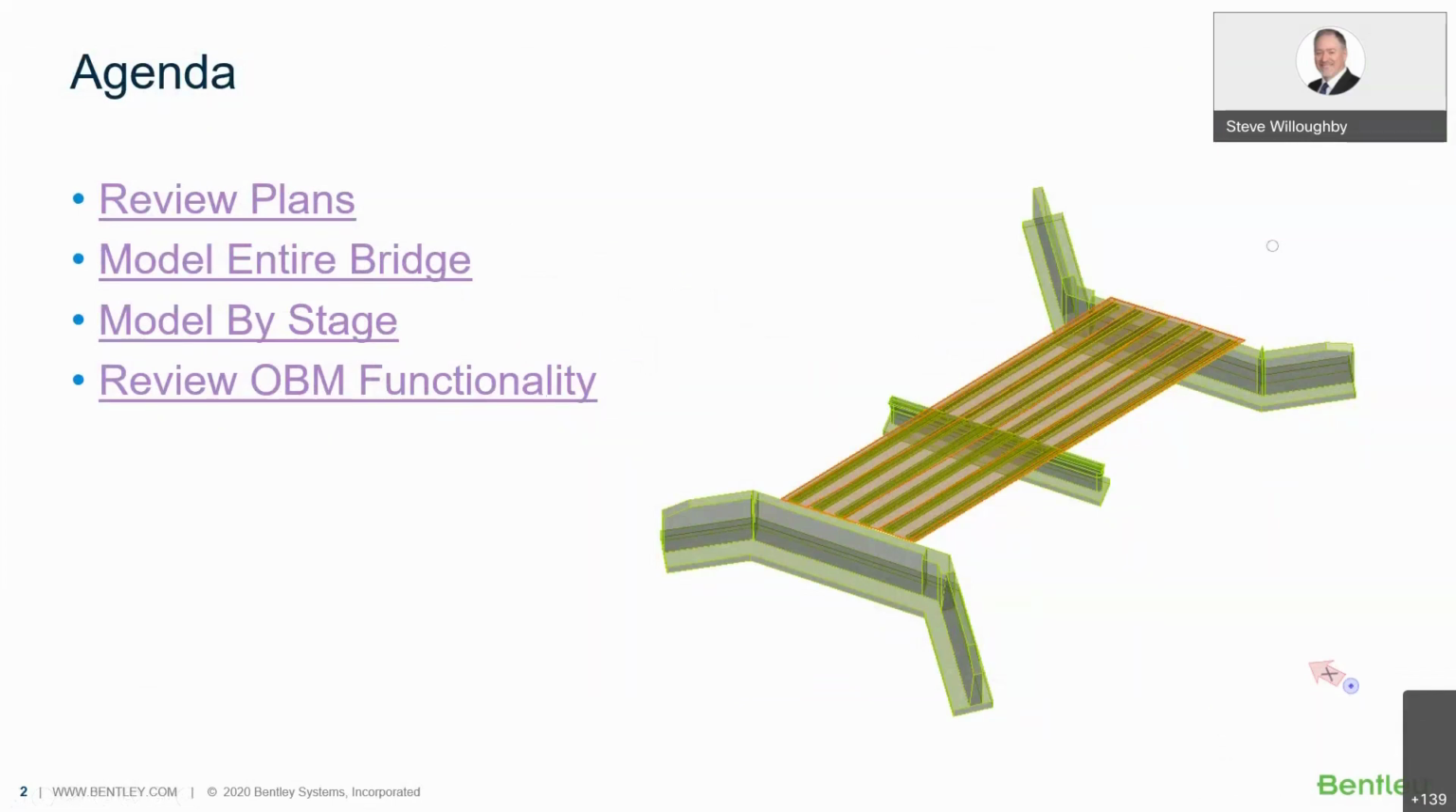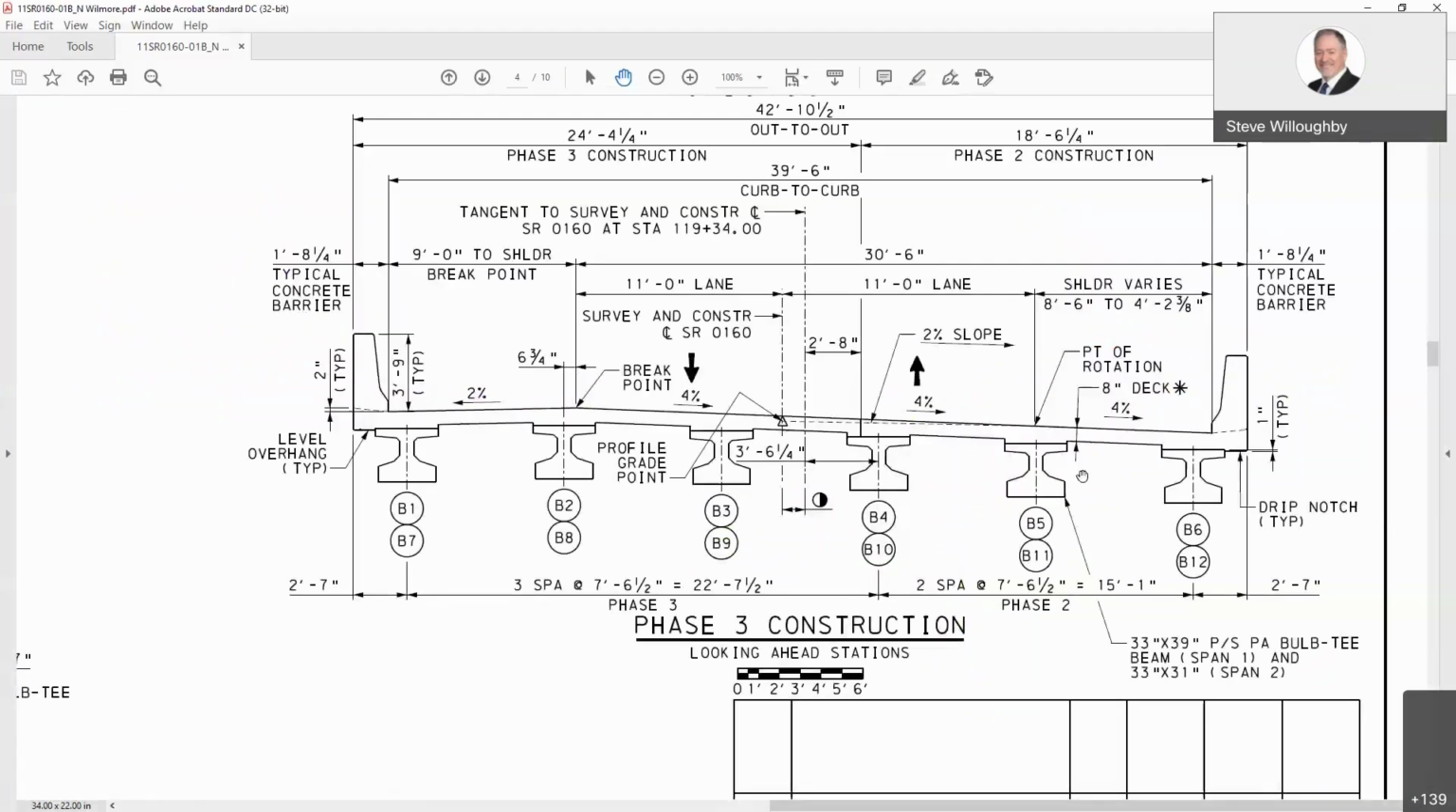So let's take a look at the drawings here real quick. This is kind of the typical section that I was given. We have phase 2 over here on the right, and it is a given distance. It's 2 foot 8 inches off of a tangent to the survey line at a particular station. So what we have here is a 2-span precast girder bridge, going to be modeled and built in 2 different stages, and it's a straight bridge on a curved alignment.